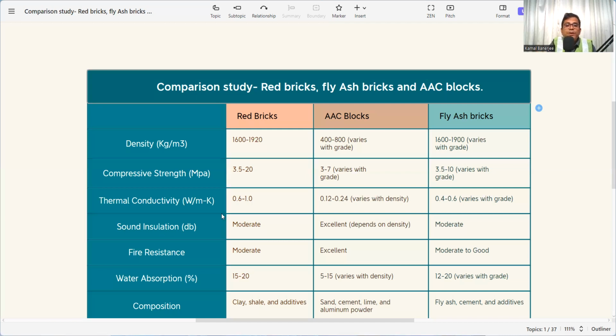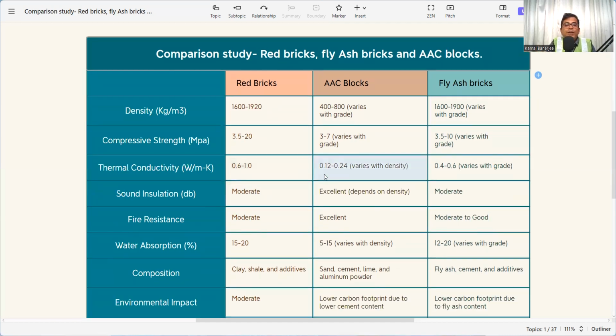And what is thermal conductivity? For red bricks it is 0.6 to 1, whereas AAC is 0.11 to 0.24, and fly ash is 0.4 to 0.6. So the thermal conductivity is lowest in AAC blocks, which is why they can be used for thermal insulation. In a hot summer area, you need to be very cool inside your house, and if the wall itself protects from the heat, then the inside temperature will be lower. So in that case, AAC block is very essential compared to red bricks or fly ash bricks.